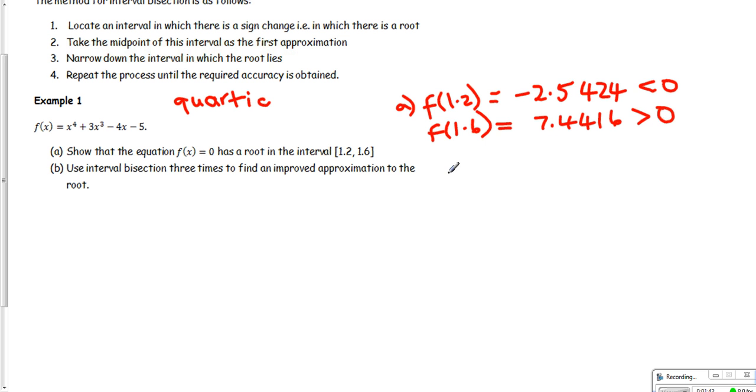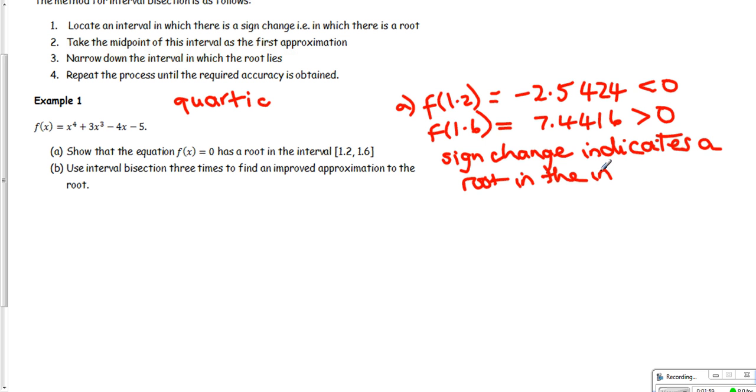And then we need the magic words, which will get us the other marks, which is this. Sign change indicates a root in the interval, and then I'll use those round brackets, 1.2 to 1.6. Okay. So that's the first part done, showing that there is a root in that interval.